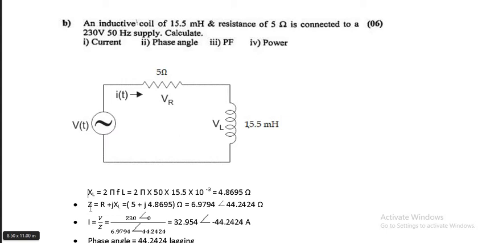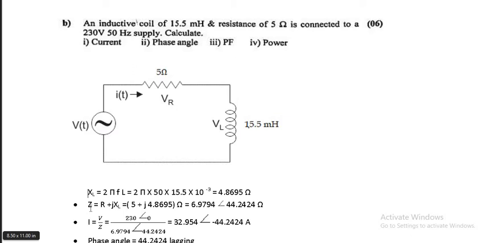So that gives out as it will be simply division of the magnitudes, so it will be 230 divided by 6.9794, that comes out to be 32.954. Angle it will be numerator's phase minus denominator's phase. So numerator's phase is 0 and denominator's phase is 44.2424. That means what will be the phase? It will be minus 44.2424. Always point to be noted over here is, in case of inductive circuits, the current is always lagging, and it is depicted by this minus sign of the angle as minus 44.